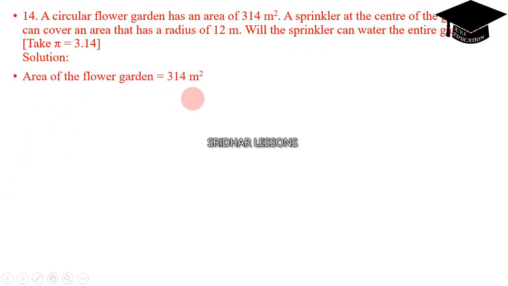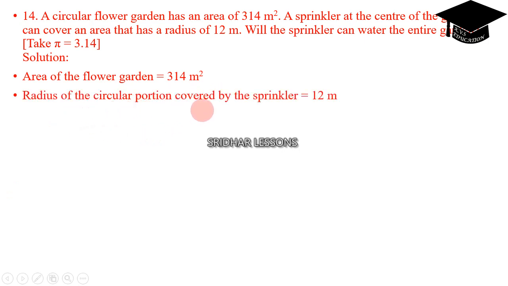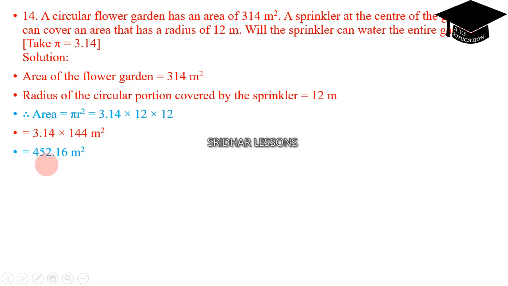Area of the flower garden is equal to 314 meters square. Radius of the circular portion covered by the sprinkler is equal to 12 meters. Therefore, area is equal to pi r square. This is equal to 3.14 into 12 into 12, that is 3.14 into 144. This is equal to 452.16 meters square.